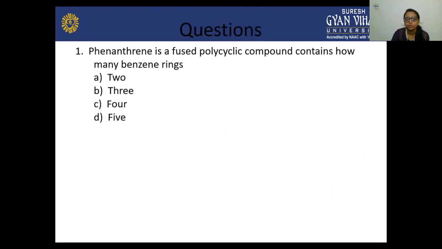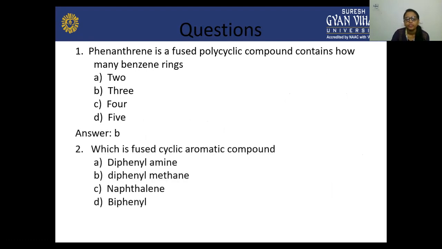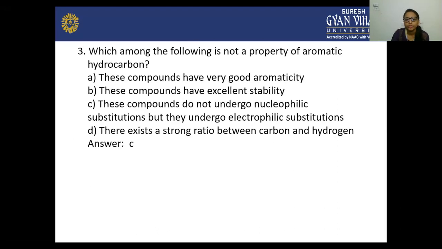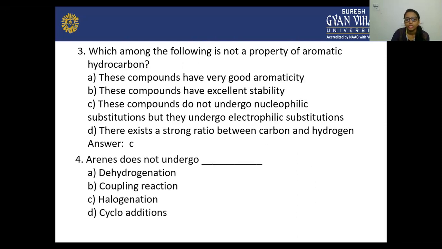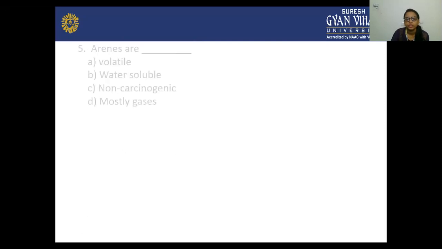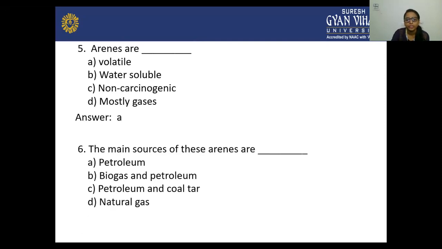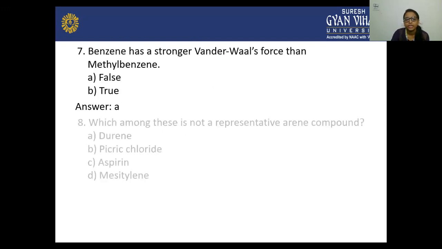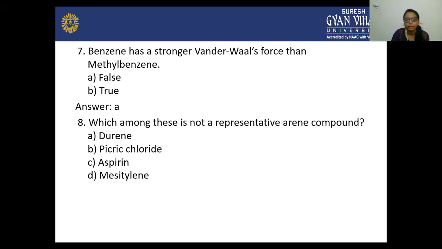So again, questions. Phenanthrene is a fused polycyclic compound that contains how many benzene rings? Three. Which is a fused cyclic aromatic compound? Naphthalene. Which among the following is not a property of aromatic hydrocarbons? These compounds do not undergo nucleophilic substitution, but they undergo electrophilic substitution. Arenes do not undergo dehydrogenation. Arenes are volatile. The main sources of arenes are petroleum and coal tar. Benzene has stronger van der Waals forces than methylbenzene.